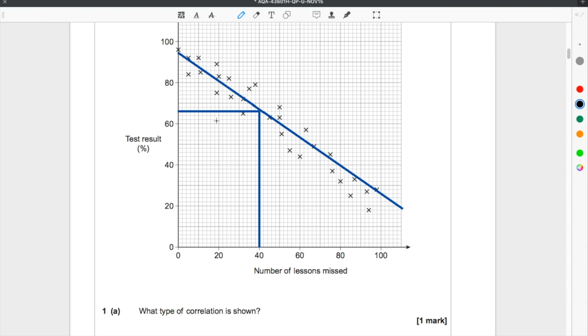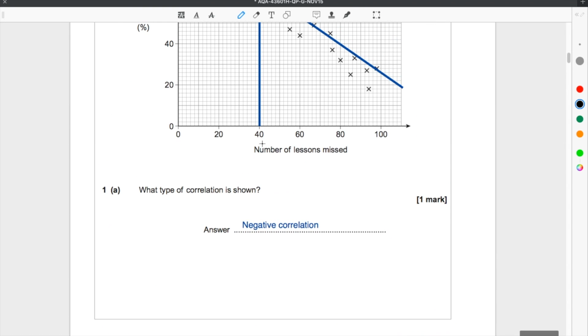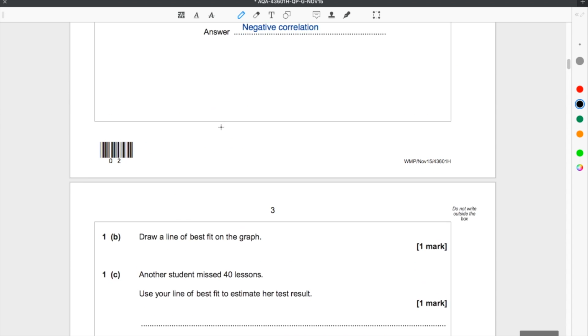If we do that, then we can see that here this is going up in 2s because it goes from 60 to 80 and the 10 small boxes, so it goes up in 2 each time. We have 66 there, okay? 66%, okay? And that is question 1.